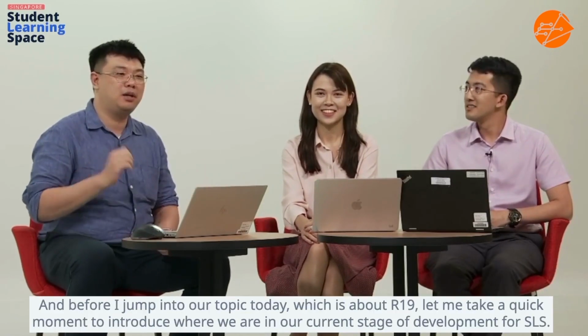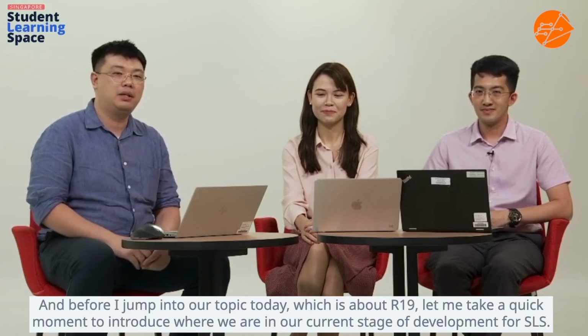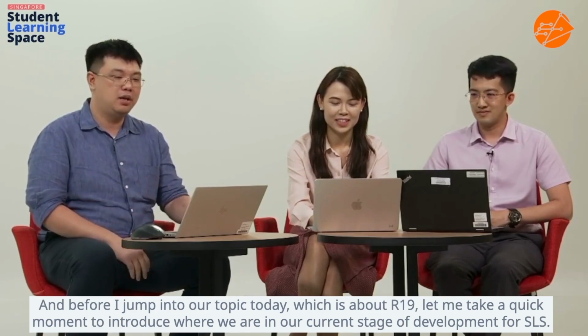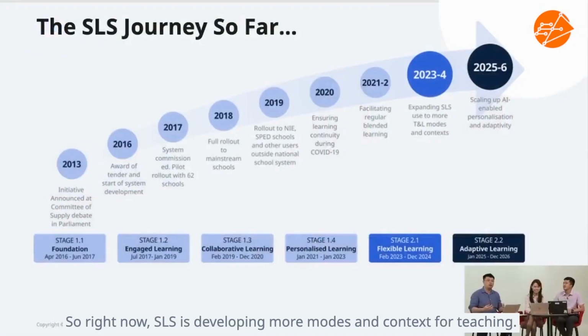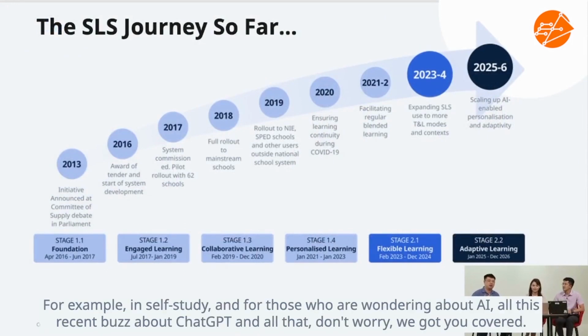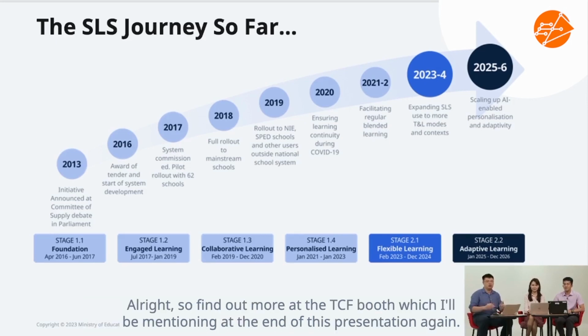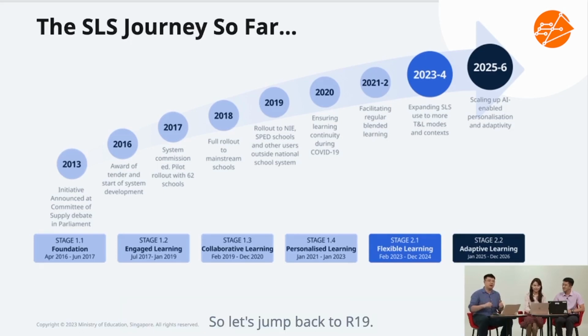Okay, thank you. And before I jump into our topic today, which is about R19, let me take a quick moment to introduce where we are in our current stage of development for SLS. So right now, SLS is developing more modes and contexts for teaching, for example, in self-study. And for those who are wondering about AI, all this recent buzz about ChatGPT and all that, don't worry, we got you covered. The next phase of SLS, as you can see in our diagram over here, is about integrating AI features into SLS. Find out more at the TCEF booth, which I'll be mentioning again at the end of this presentation. Okay, so let's jump back to R19.